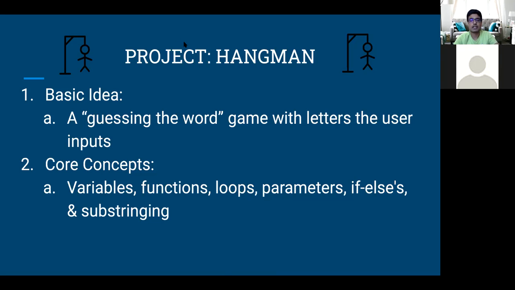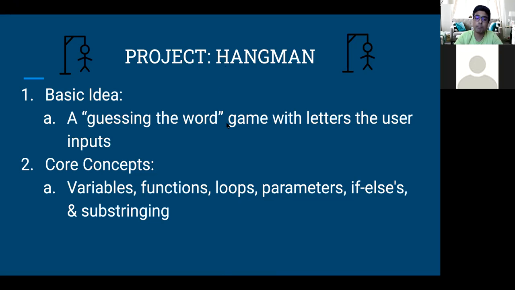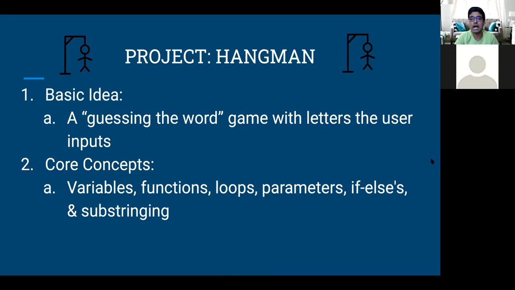And the core concepts, guys, once again, which we are utilizing with our Hangman project are variables, functions, loops, parameters, if else's. And last week we used a bunch of substringing in order to be able to extract a certain piece of the word we are guessing and compare it in order to check if we were making a correct guess with our letter.